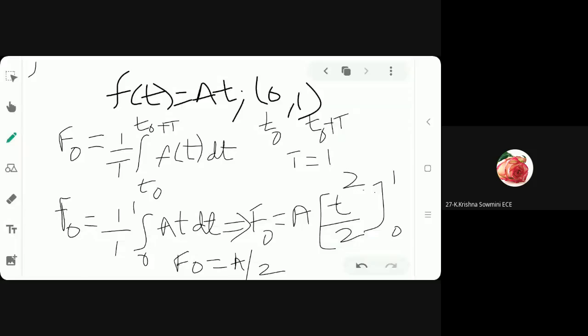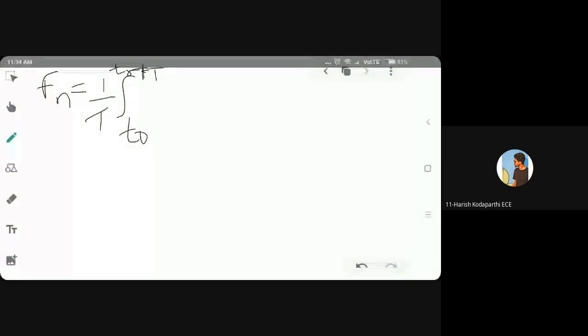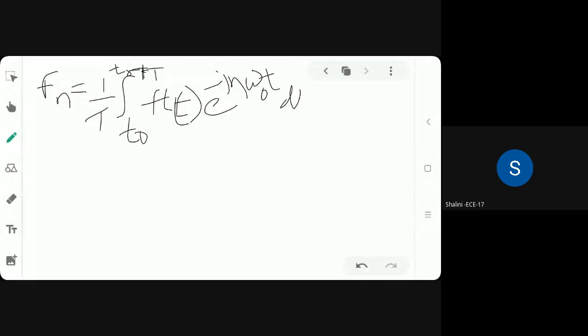Now we have to determine Fn. So one of you tell me the Fn formula. What is Fn equal to? 1 by T integration from t naught to t naught plus T of f of t into e power minus j n omega t into dt.